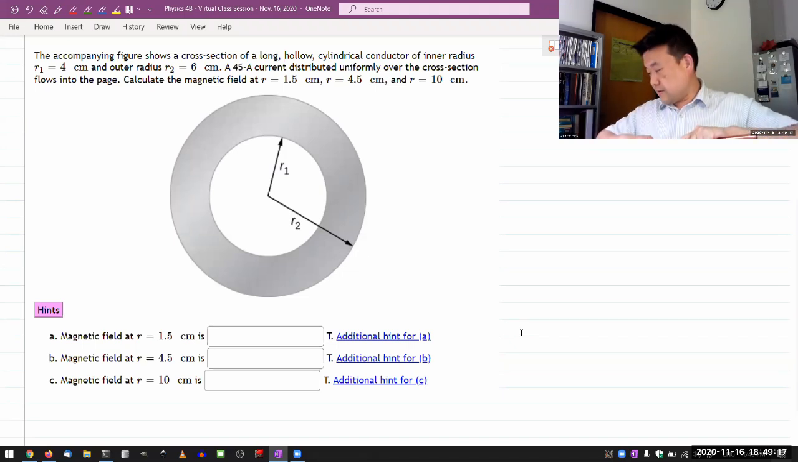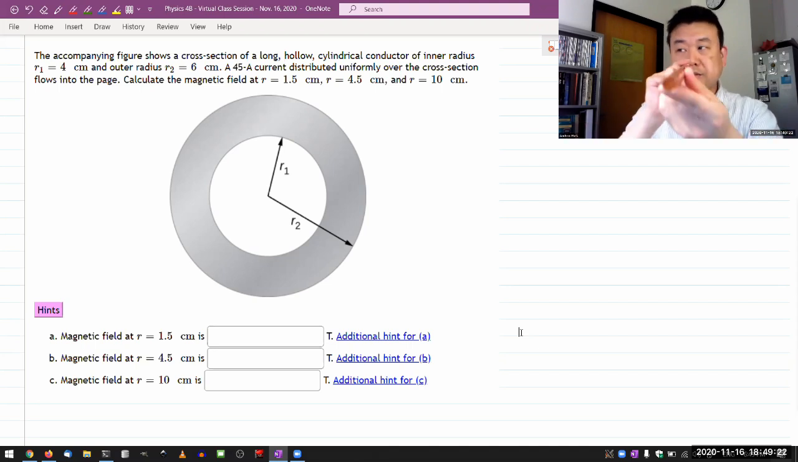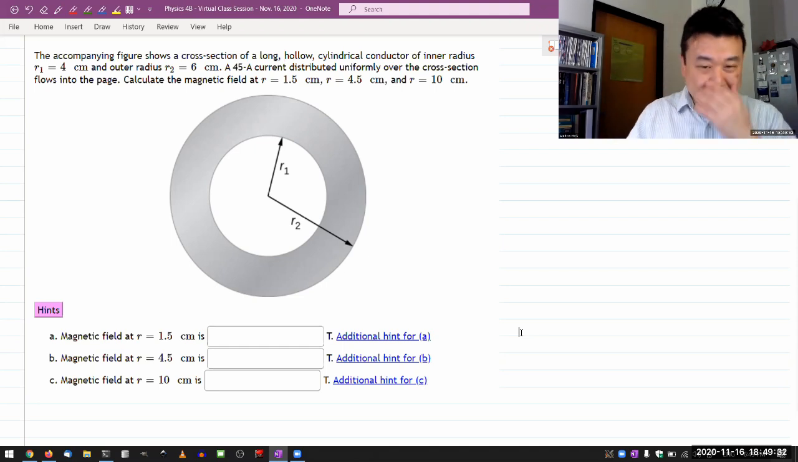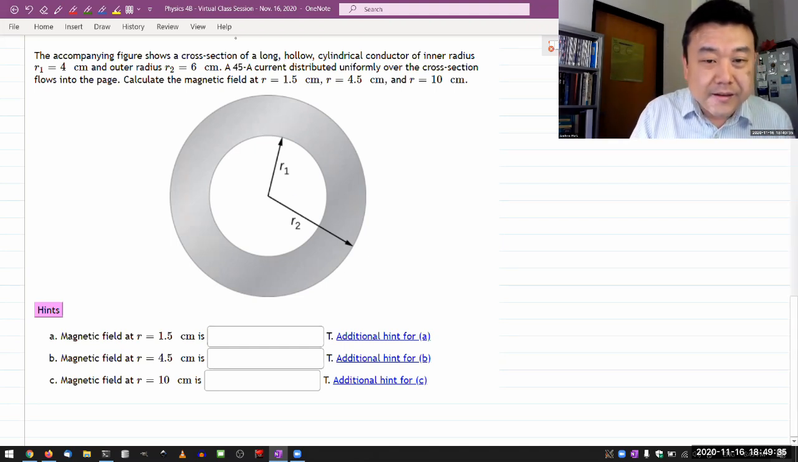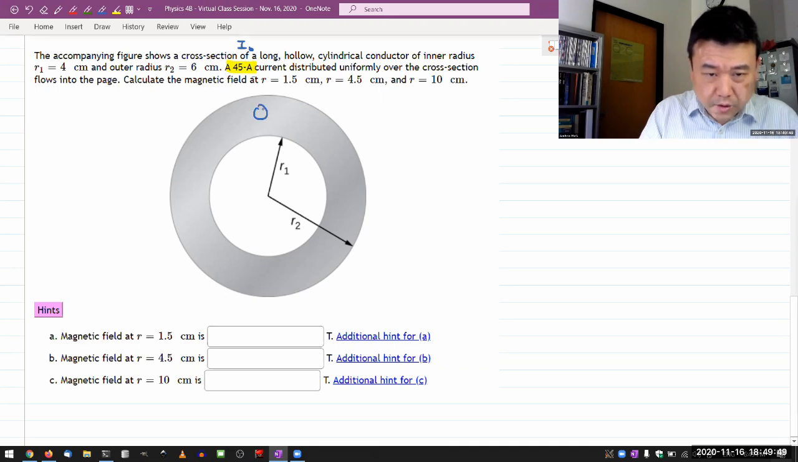So here's an example of a copper tube, and what the cross section there is showing is a copper tube like this. It's showing you this view. So with that in mind, what they're saying is there's some amount of current. Let me just label this I naught, distributed uniformly over the cross section, flows into the page. So I have current flowing into the page.